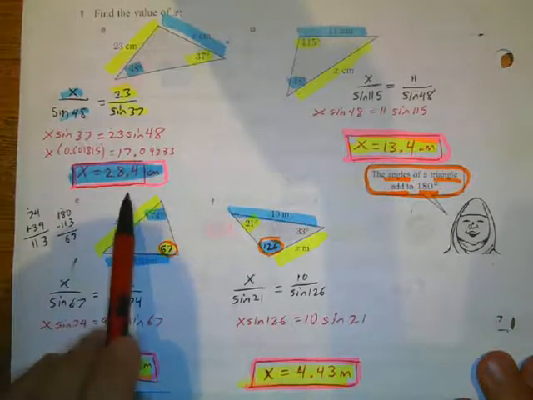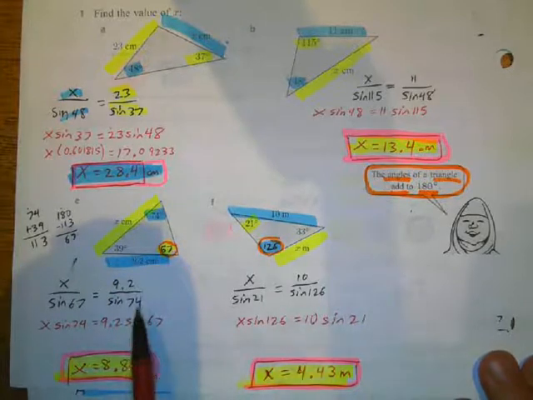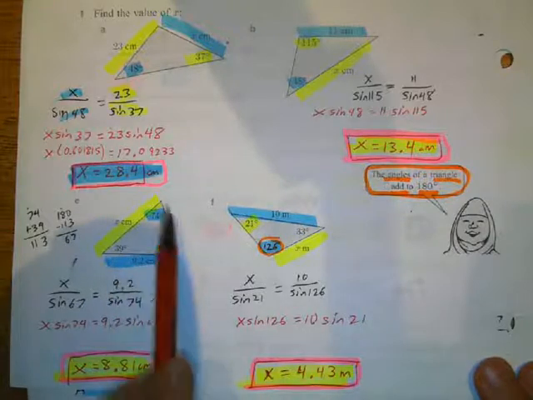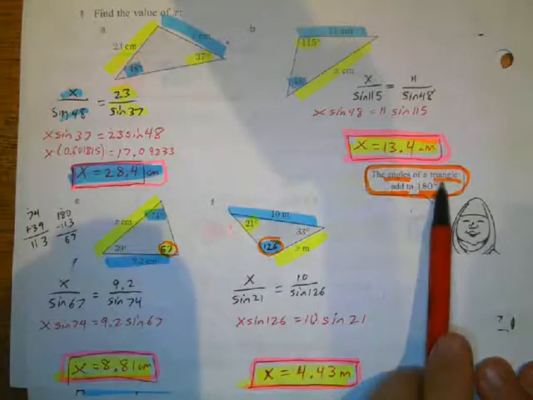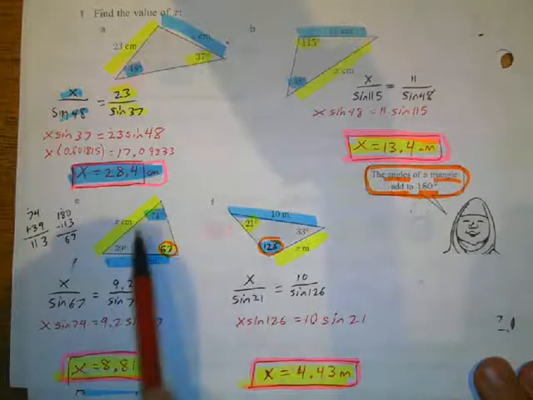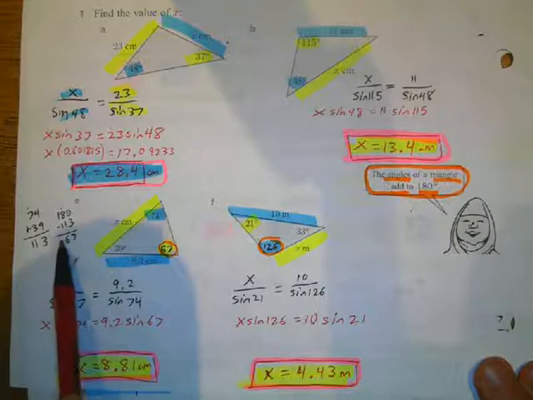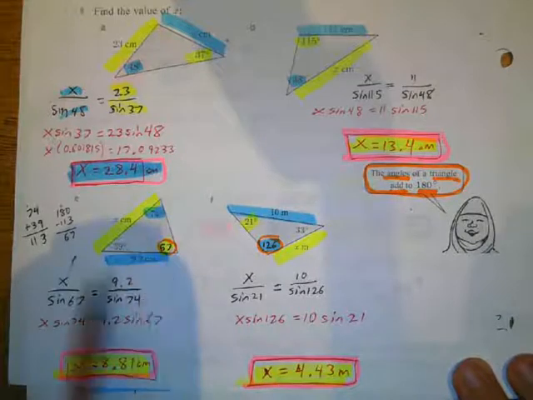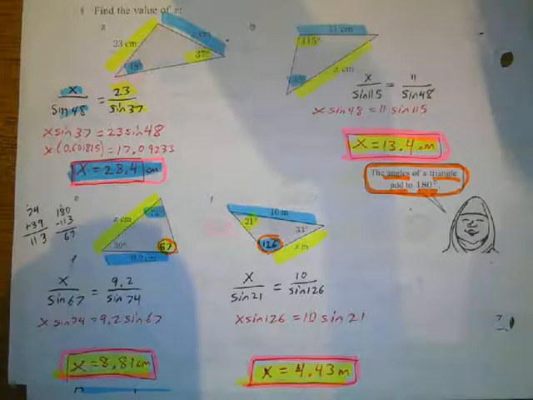Now, on questions E and F, you had to do some additional work because this 39 is not across from a side that I know or I care about. So what I needed to remember is that all the angles of a triangle add up to 180. So if I know this is 74 and 39, I can add those together and subtract from 180, and then I found this is 67. Now that I know this is 67, I can set this up. X over sine 67 equals 9.2 over sine 74. Same process. You might want to hit pause and check your work.